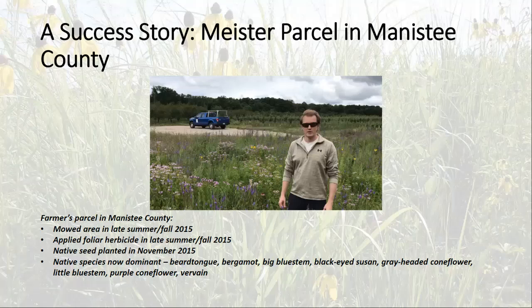And now in 2020, that picture you're seeing there is from the summer of 2020. You can see how much it flourished. It looks gorgeous. He's got things like beard tongue, bergamot, big blue stem, black-eyed Susan, gray-headed coneflower, little blue stem, purple coneflower, and vervain. So it looks really great. There were some goldenrods in there as well. They hadn't flowered at the time when I went out there to film this video, but it's definitely what I would call a success story. And this was funded partially by NRCS.